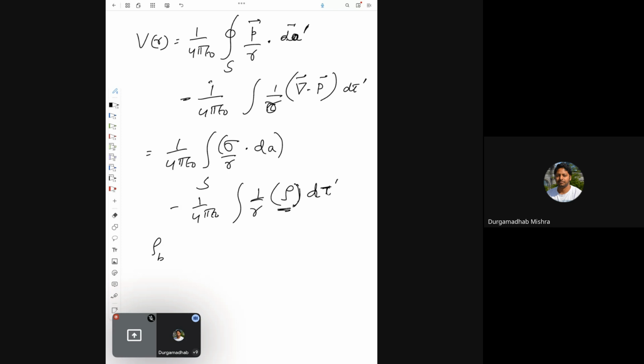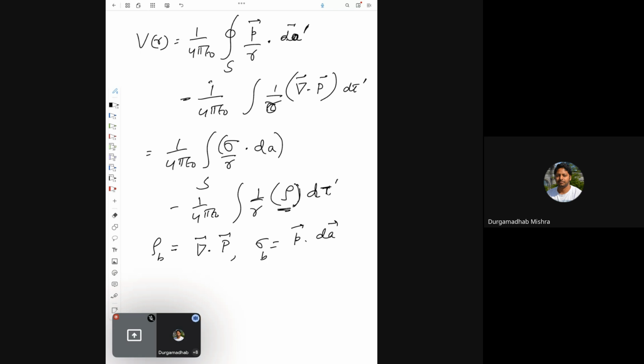And what is the volume charge here? The volume charge here, what we call as minus del dot P, and the surface charge, we call it as sigma_b. This is due to the dipole moment, which is given by basically this is P dot dA.